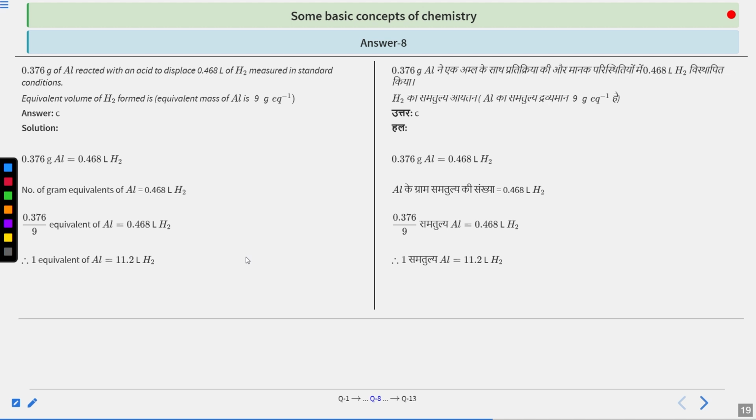Now one equivalent of aluminium will have 11.2 liter of H2. Okay, very clear from that. So what we have done, we have simply used the unitary method. For 1 equivalent, we will divide this 0.468 by 0.376 by 9 to get it as 11.2 liter of hydrogen.